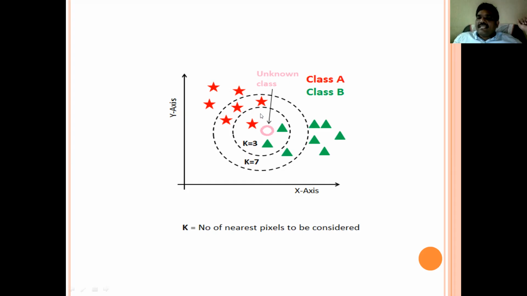See, the number of pixels near to this unknown pixel is red color class. That means class A. If I give K as 3, it comes under class B. That's why I said in the previous class, if we follow 3 and 7, there is a discrimination going on. How can I find out the exact class it is? Class A could be water, class B land, maybe some forest.